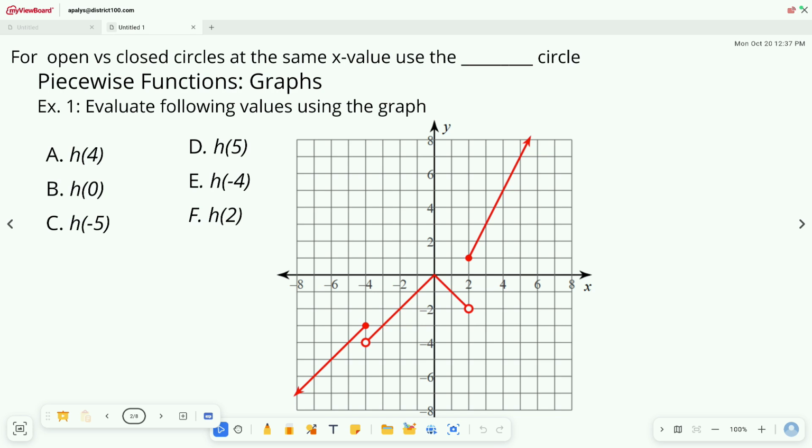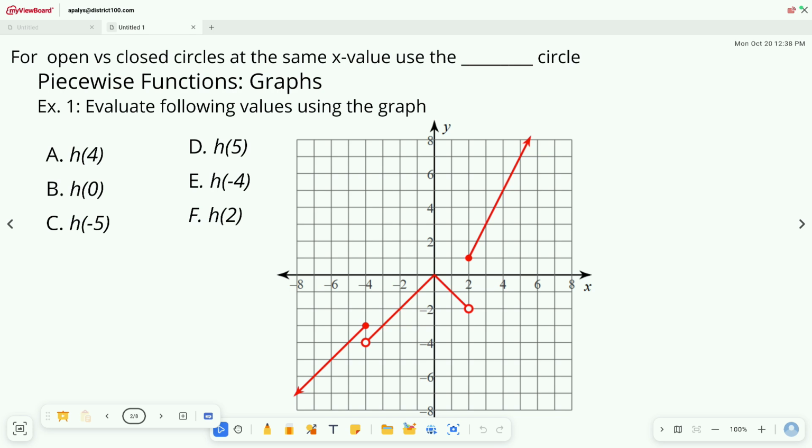A closed circle. You have a question? Sorry, I don't know if I can speak or not. How come yours says for open versus closed circles as the x value is blank circle, and then ours doesn't say that? For whatever, it's not on your sheet at all? It is. It's on the bottom of the page before. But the first time I uploaded it, it completely chopped off that part with the formatting.